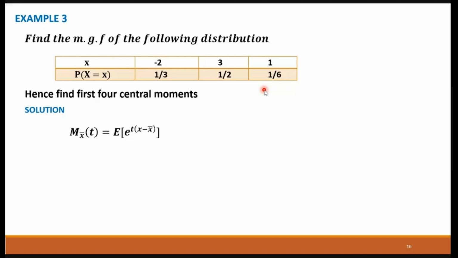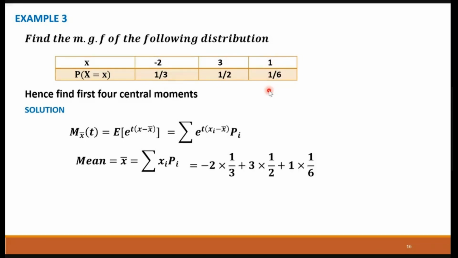What is the formula to calculate the mean? x दिया है, p दिया है, तो how do we calculate? It is summation xi into pi. Yes, summation xi into pi. So we can write, this is the formula for the mean, summation of xi into pi. So we can calculate minus 2 into 1 by 3 plus 3 into 1 by 2 plus 1 into 1 by 6. We get the answer as equal to 1. So mean is equal to 1.